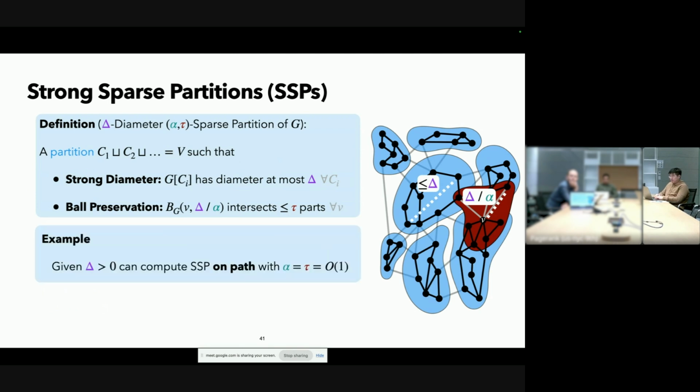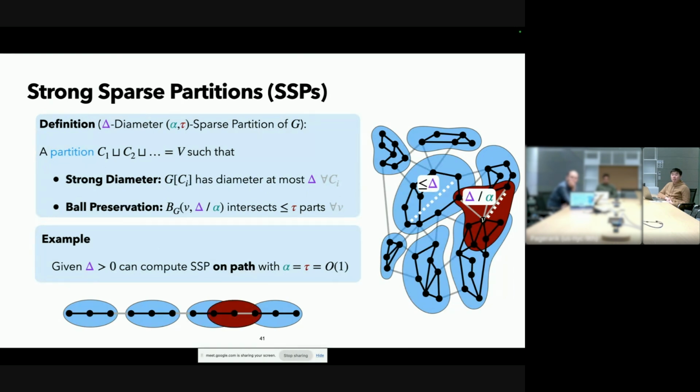Okay, so I claim that if you give me a delta and I'm on a path, let's say, then I can always compute a strong sparse partition with constant alpha and tau. So here's my path. Does anyone want to tell me how to compute such a thing? Blocks of delta. Yeah. If I just take contiguous subpaths where each of these has length delta, and now I think of a ball of radius, say, delta over 2 or so, that ball can only intersect, in this case, 2 of the blue parts. And you can imagine shifting this ball anywhere around the line.